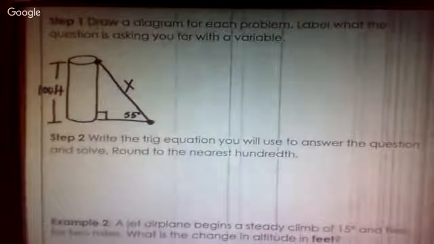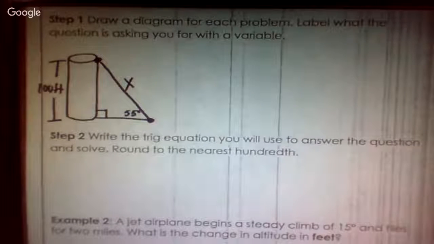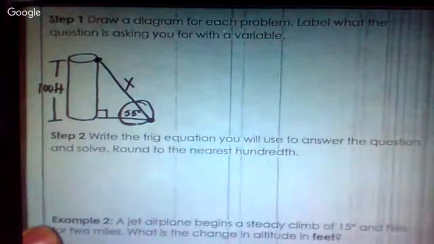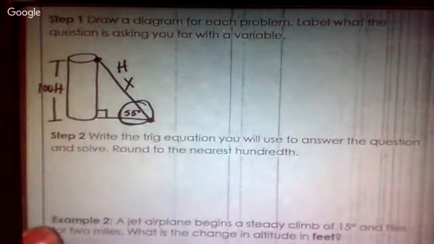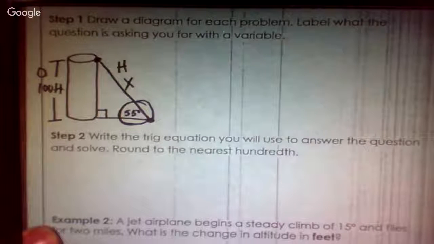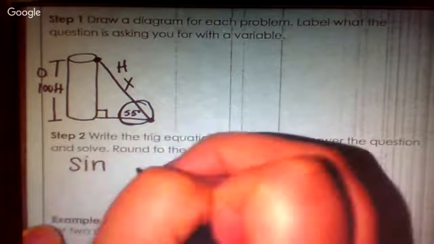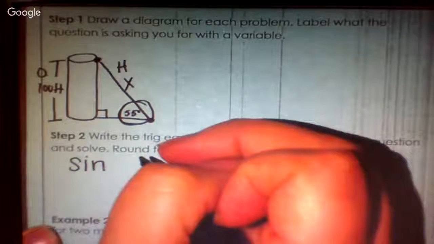Okay, so there's step one. Draw a diagram, and label what the question is asking you with a variable. Step two says write the trig equation. Well, in order for me to do that, I need to label my sides first. So here is my reference angle, 55. You already told me that x is my hypotenuse. What is 100? That is my opposite side. So, I've got opposite and hypotenuse, so we're using sine. It's actually S-I-N-E. They shorten it to sin.